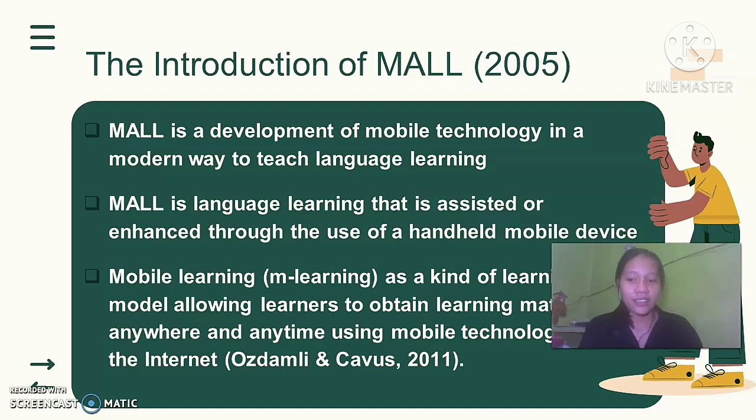And then, the second definition of MALL is language learning that is assisted or enhanced through the use of a handheld mobile device. And then Ozdamli and Cavus 2012 say that mobile learning or M-learning is a kind of learning model allowing learners to obtain learning materials anywhere and anytime using mobile technologies and the internet. Next.